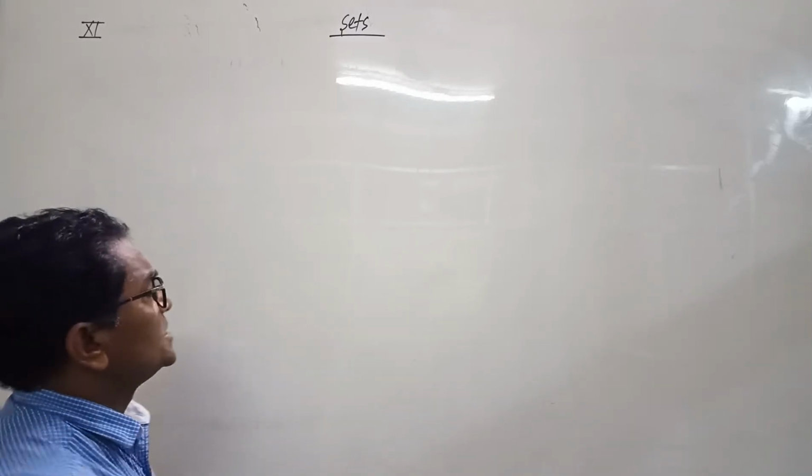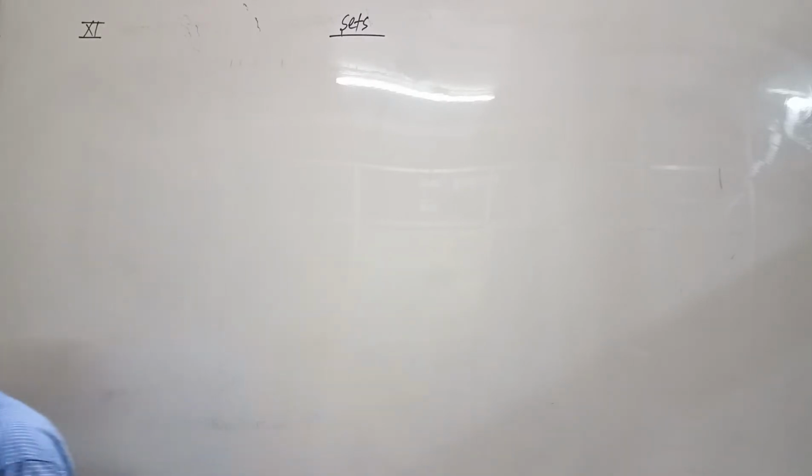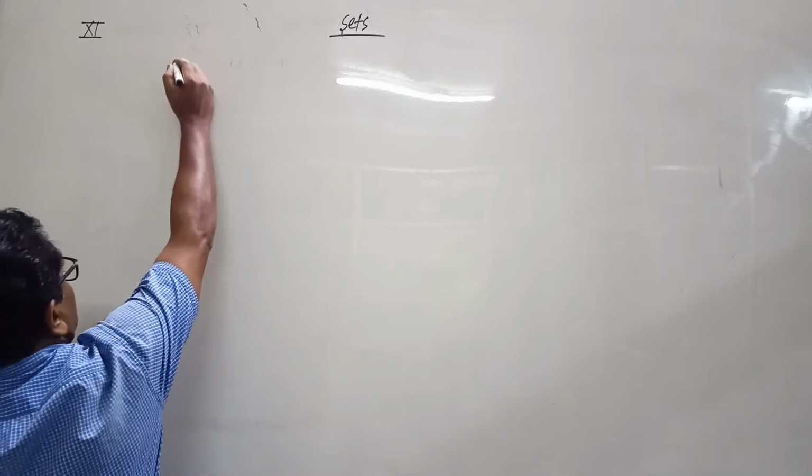In this video we discuss the chapter sets. In the last video we completed exercise 1.5. So in the beginning we will see some properties of operation of intersection.